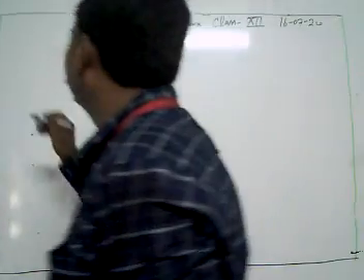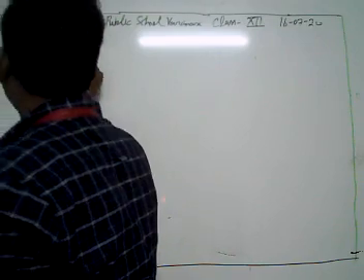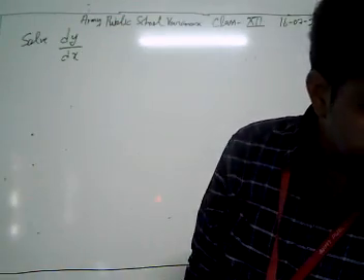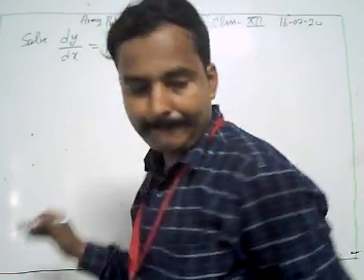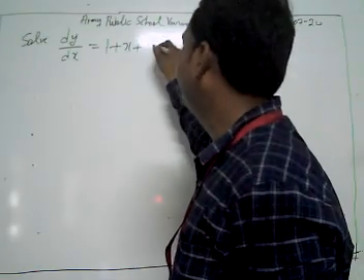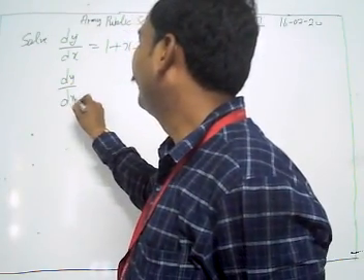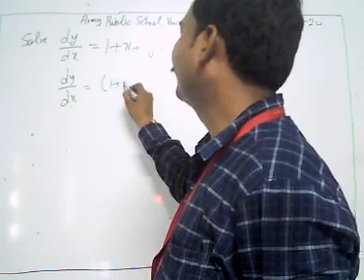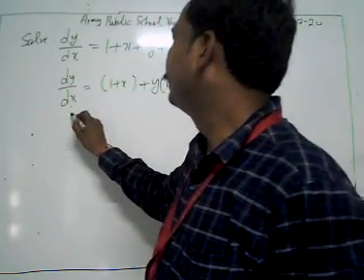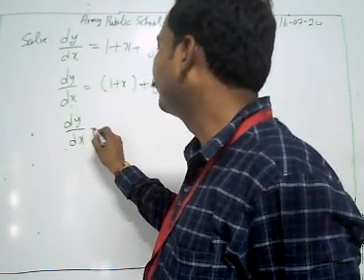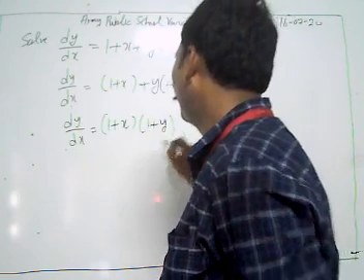Solve dy by dx is equal to 1 plus x plus y plus xy. Now what do we do? Take the pair 1 plus x, and take y common, and we have 1 plus x. Then dy by dx is equal to (1 plus x) times (1 plus y).